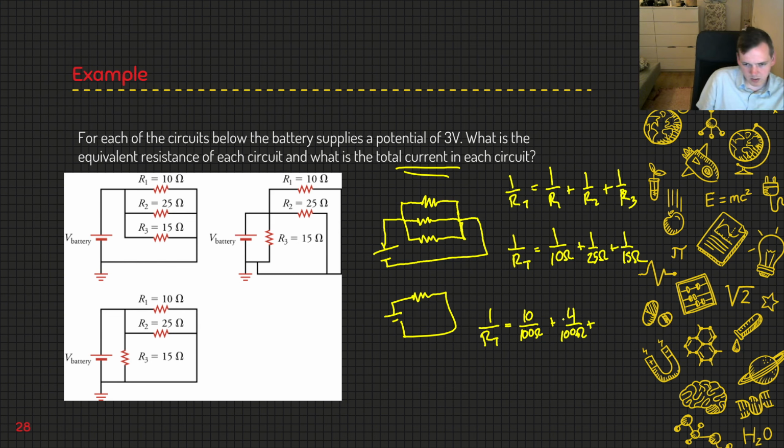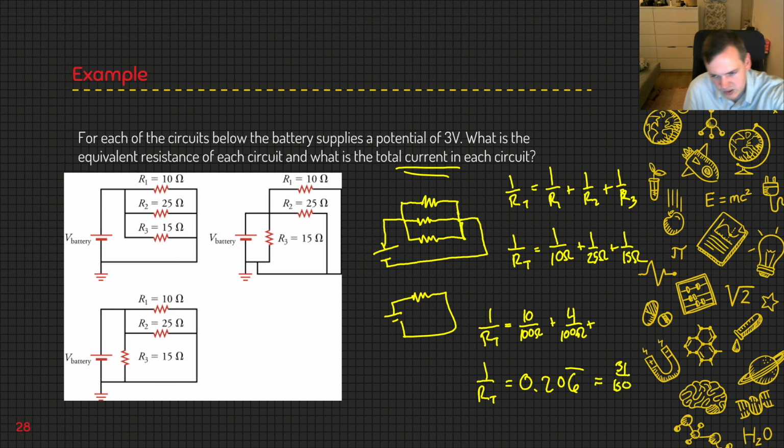So if you do that, you get 1 over RT is equal to 0.206 repeating. And if we invert it, this is also equal to 31 over 150, by the way, which I'll just use here. So that means that RT is equal to 150 over 31. And then if we want to find the current, that's going to be V over R is equal to the current.